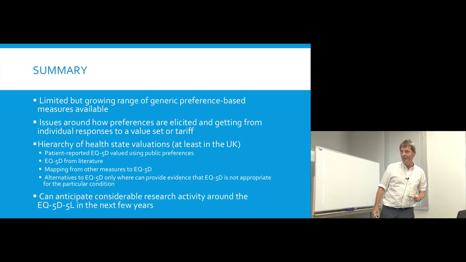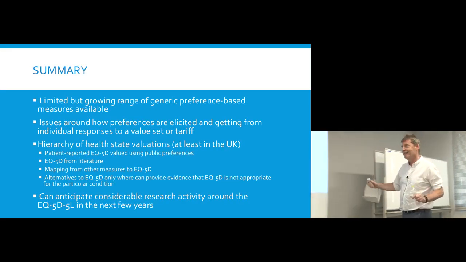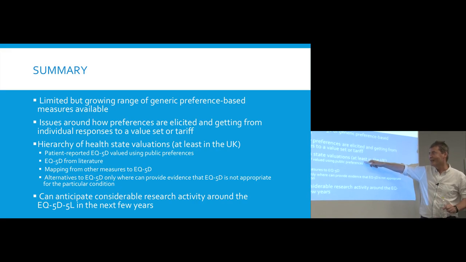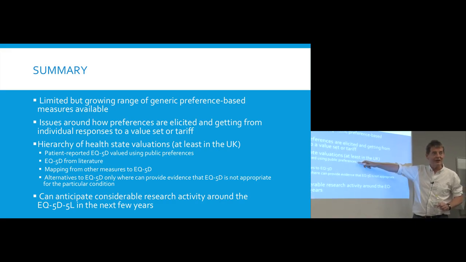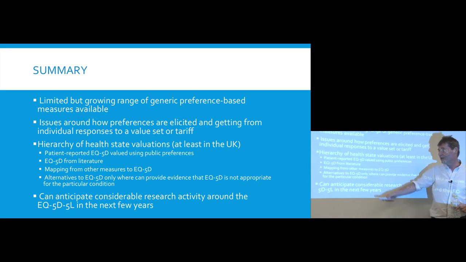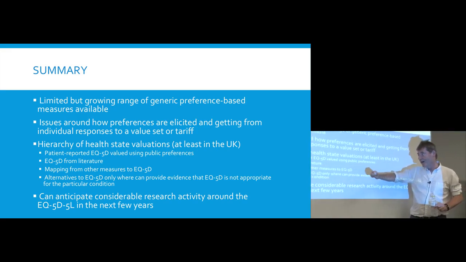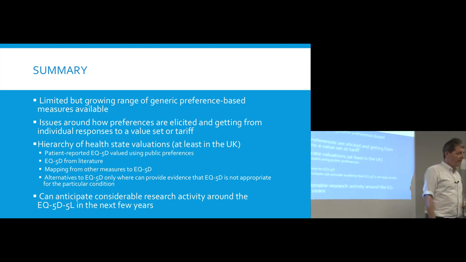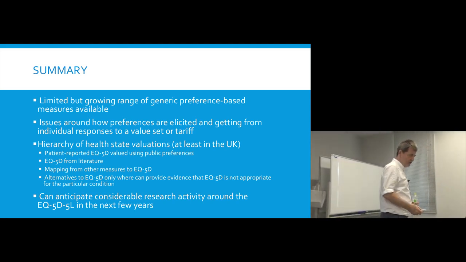And there's a summary. At least in the UK, there's a clear hierarchy. I'm not saying it should be the same everywhere else, but patient-reported EQ5D valued using public preferences. This is something I haven't gone into actually, public versus patient preferences, but public preferences. Then if you haven't got those data, EQ5D from the literature, if you haven't got that, map from other measures to EQ5D. And the least attractive is to look at alternatives to 5D, but then you need some evidence as to why the alternatives are better.